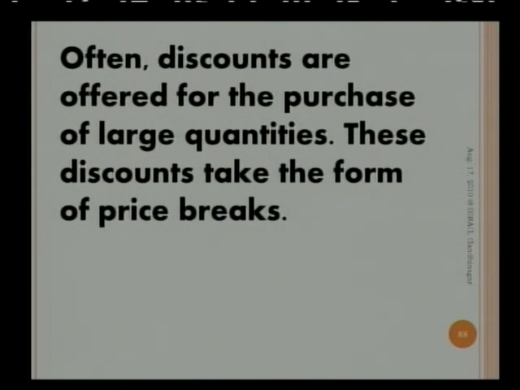Often discounts are offered on prices for the purchase of large quantities. So what we have in Pantaloons: just buy 2 and you will get it at this much, and buy 3 and you will get it at 399. So that is what it says. If you purchase more units, you will get it at a lesser price. So this discount takes the form of price breaks.